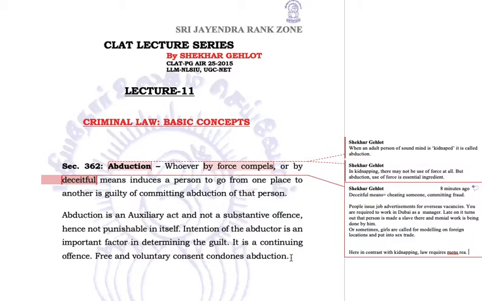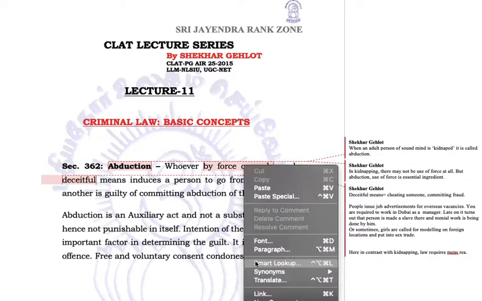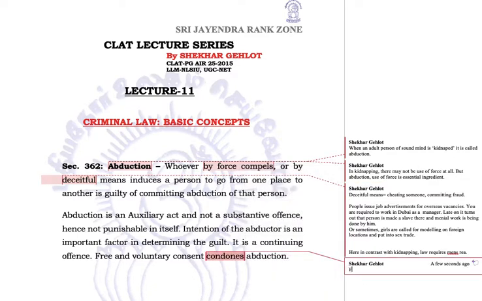Free and voluntary consent condones abduction. Someone has abducted you and is keeping you forcefully there. But when the police come, you say, no, I'm living here by my own choice. Then there is no abduction. Then the offense of abduction will be condoned. Condoned means foregone, forgiven. It will be forgiven.